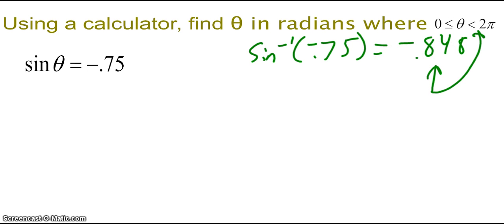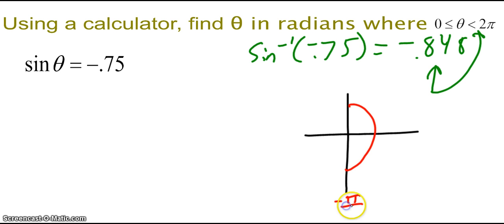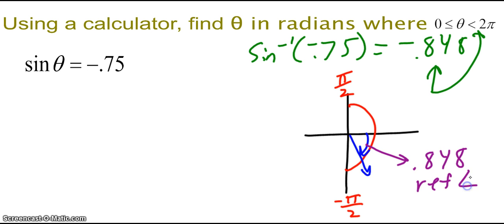I know that the sine inverse function is restricted to a range of negative pi halves to pi halves. So where is negative 0.848? That's somewhere down here. It's this negative angle. But what is the reference angle of that? 0.848. So I can use the reference angle to find two positive angles between 0 and 2 pi.